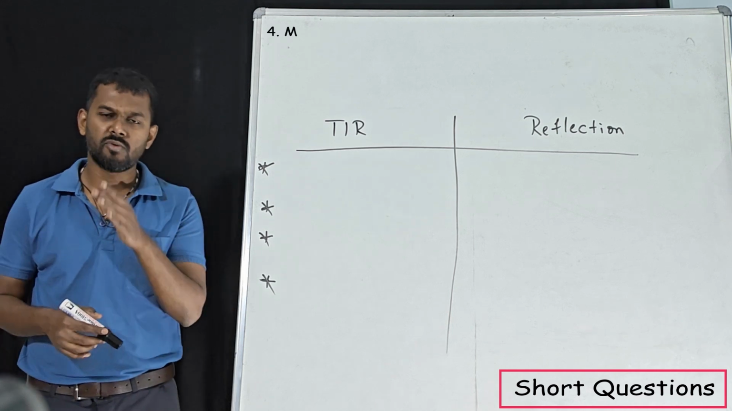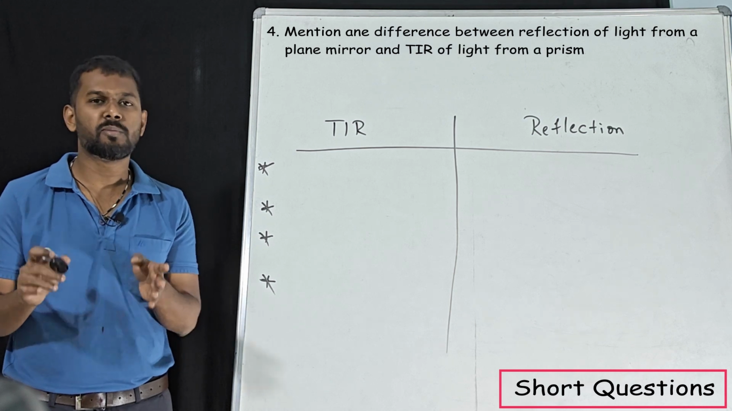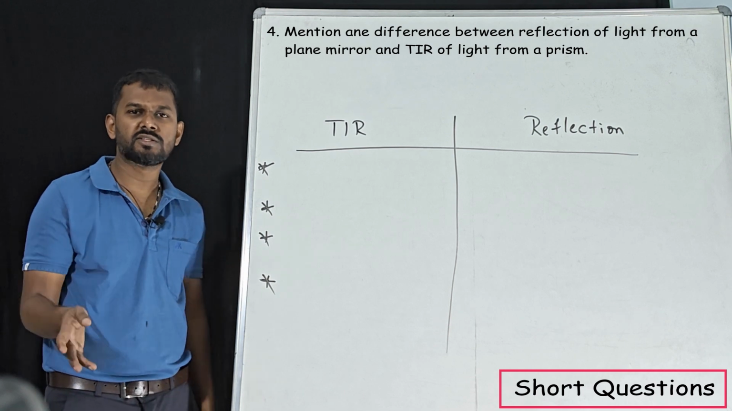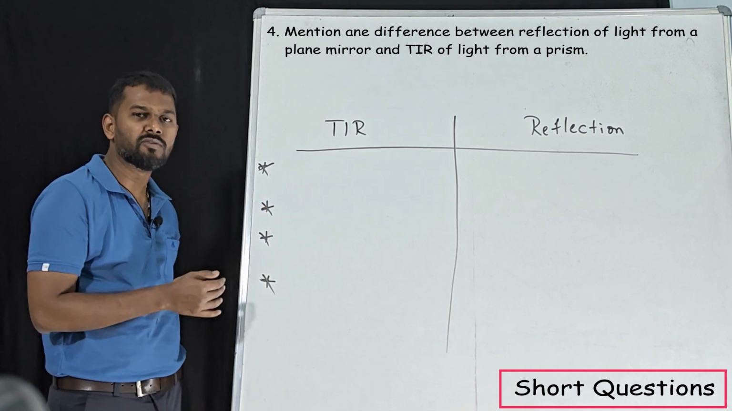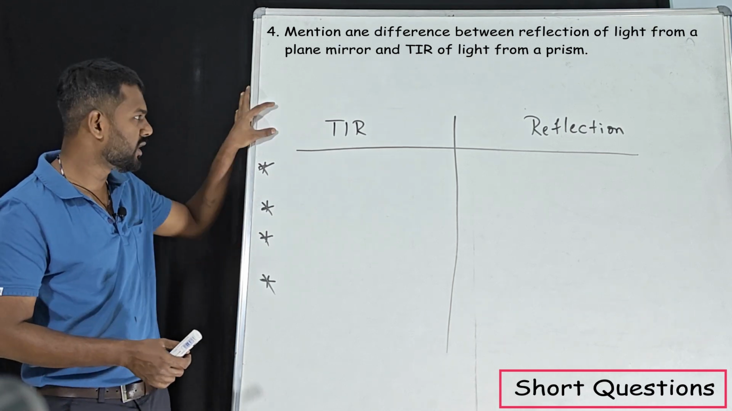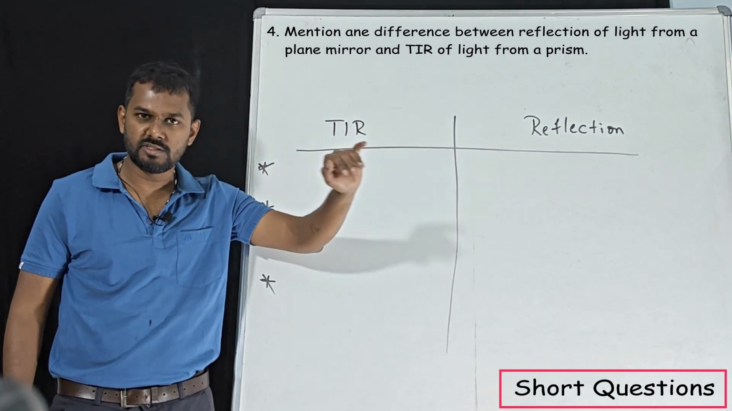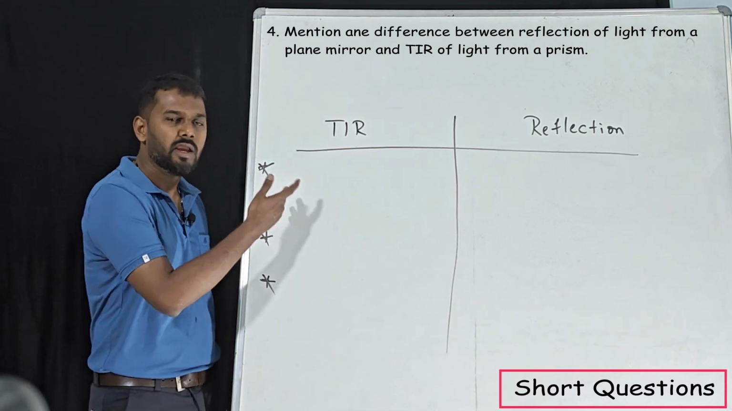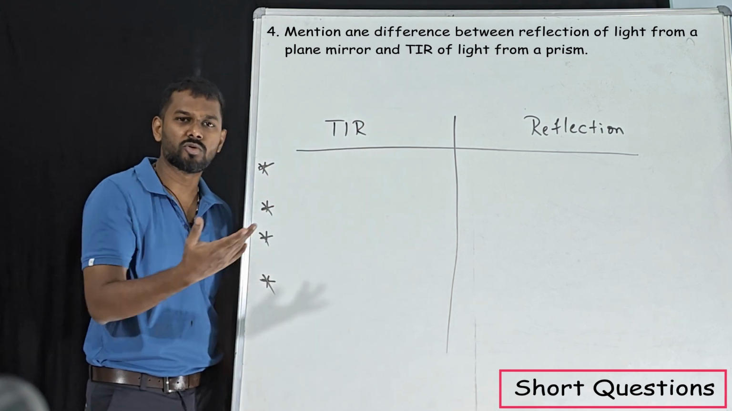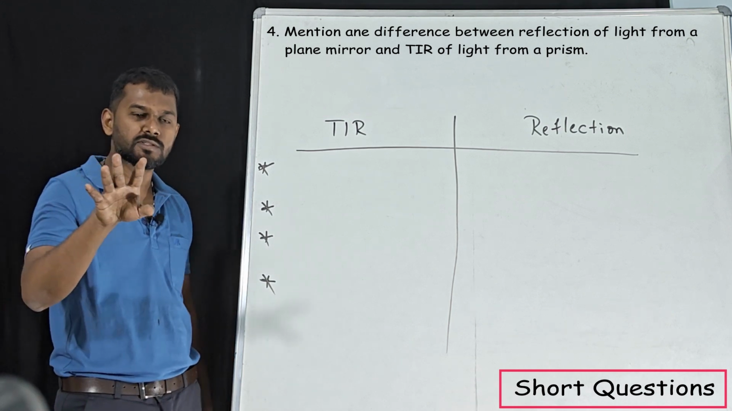Our next question: mention one difference between normal reflection from a plane mirror and total internal reflection from a prism. Very simple. This is what we learnt in the concept video, where I taught you 4 differences. Here they are asking for only one, so you can write any one. In total internal reflection, there is no loss of energy. In reflection from a plane mirror, there will be a loss of energy because of absorption. So in total internal reflection the image will be brighter, and here it will be less bright. Why is the image brighter? Because there is no loss of energy. You can write any one.